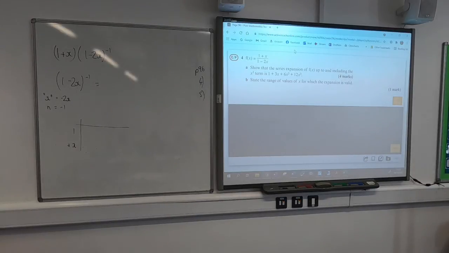I'll just make a note. Make sure the example in the mock doesn't include n is minus 1.